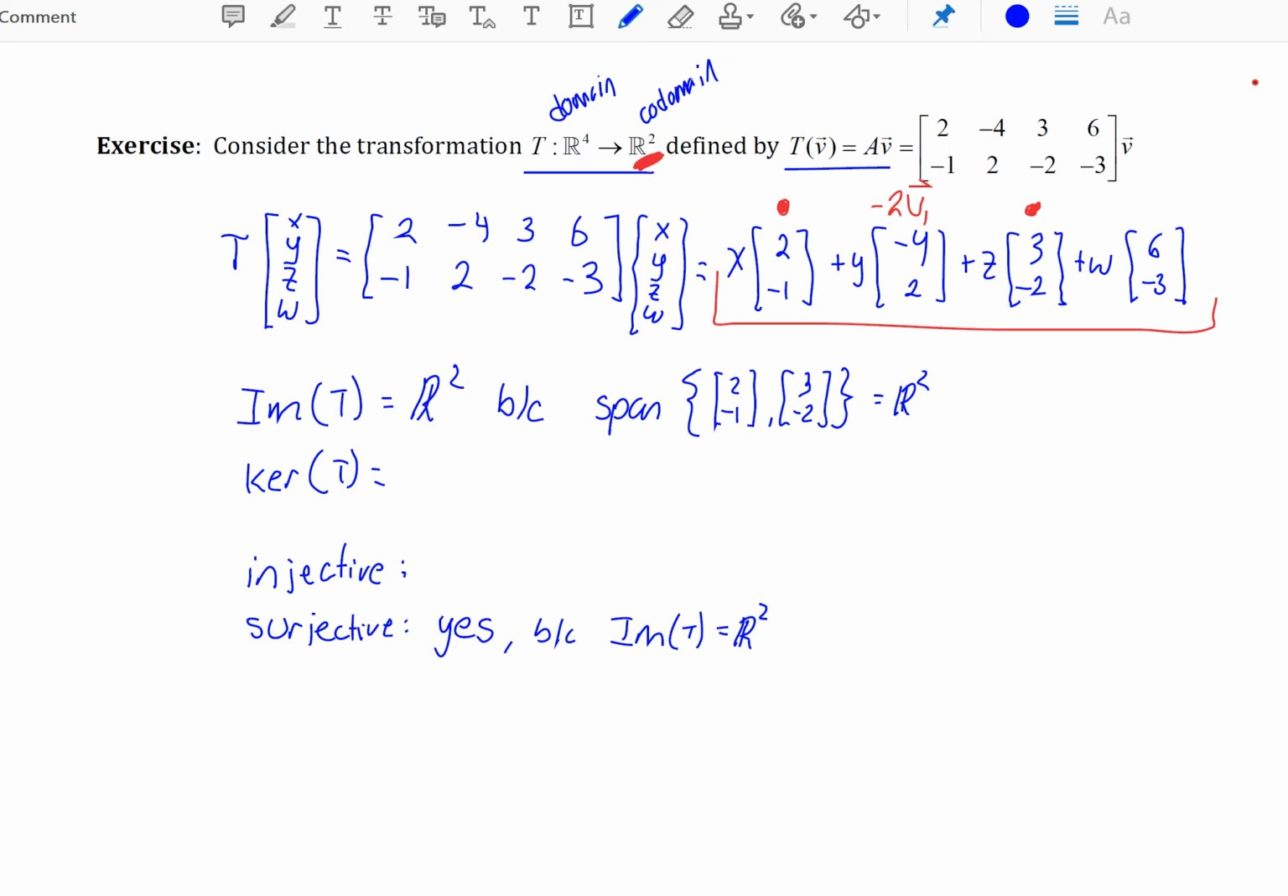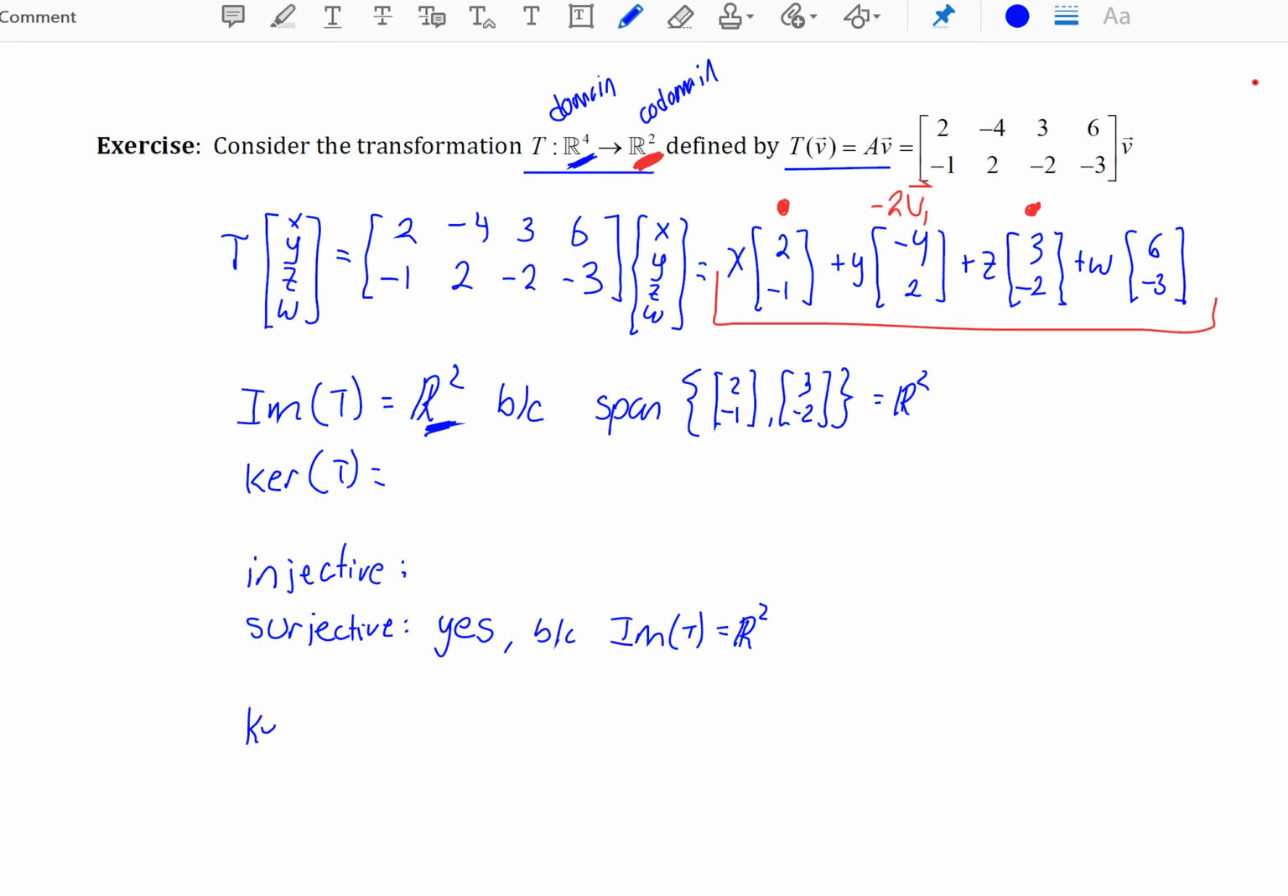Which we should be able to say, if we're thinking about the dimension theorem already, the dimension of our image is a two-dimensional space. But we're starting from a four-dimensional domain, which means the kernel theorem would say that there has to be two things in the kernel. But let's go find the kernel.